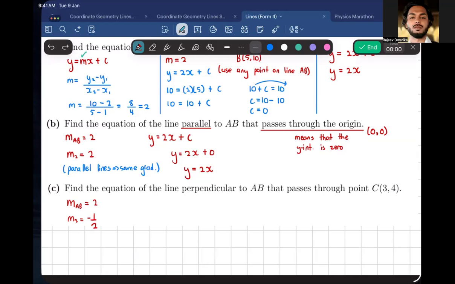So Ria, what's the next step? We know the gradient, so we plug it into y equals mx plus c, right? So I'm going to write y is equal to negative a half x plus c, so we're missing c. What do we have to do? We have to take the point that we were given and plug it into the equation. So it would be, well, 3 will be x, y will be 4.